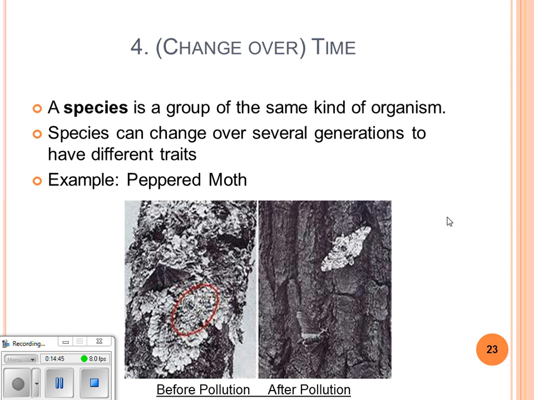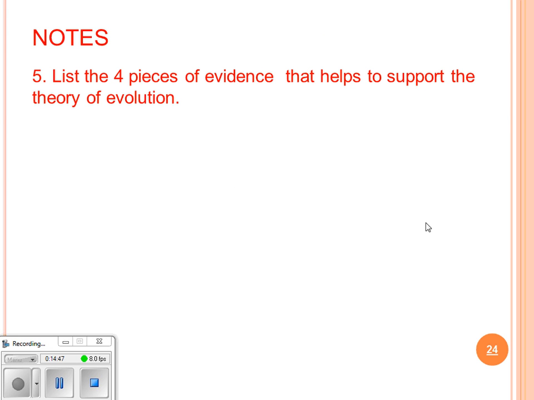The next bit is about evidence, and we're not going to get into evidence now, but that'll be in the Next Step Evolution Part 2 notes.